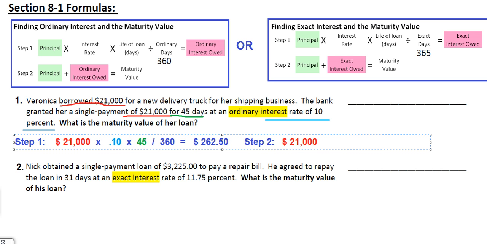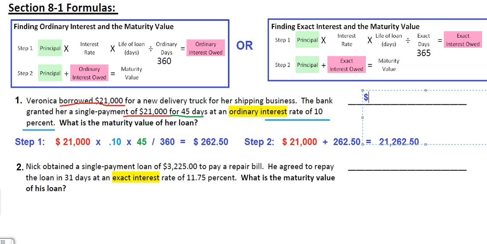So, now what we'll do is we'll take that $21,000 and we're going to add it to that $262.50. And, of course, you get $21,262.50. And we can write that up here on the line. So there's our answer.